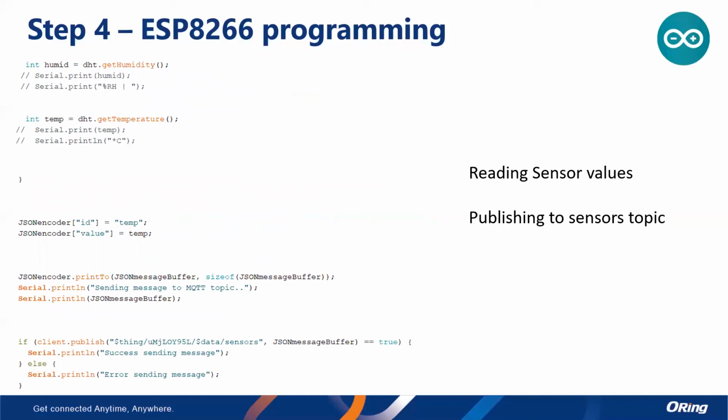Another step is programming the sensor. So we are reading the humidity and temperature value with the sensor library. We are also, again, encoding it with our JSON library to ID temp and value temp, for example. And we are publishing this information in a loop every 10 seconds to our topic, which is thing ID, data, sensors.